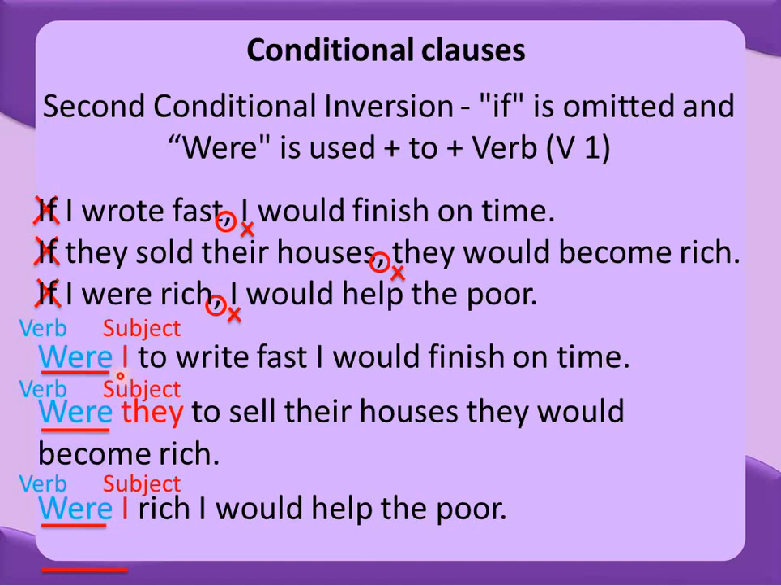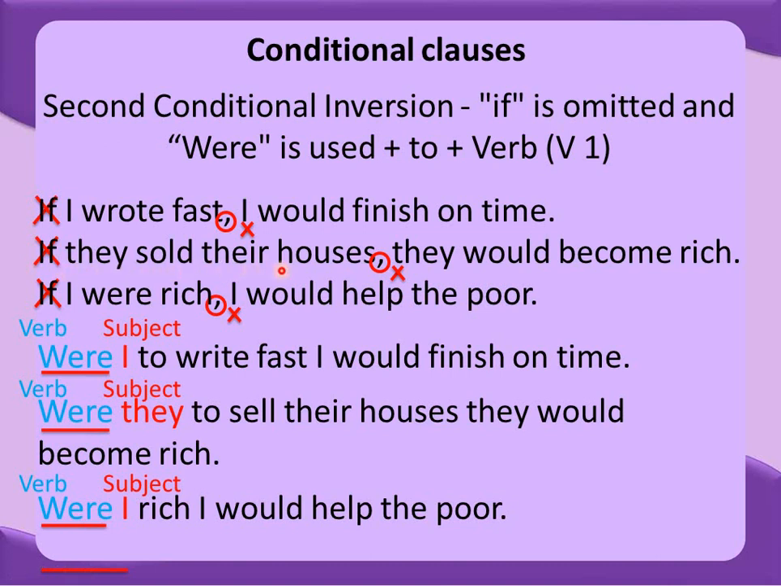Were I, and you have to make the verb an infinitive. So the verb in the first example is wrote. That has to be changed to infinitive. In infinitive form, we write to plus V1 form of that verb. So V1 form of wrote is write. So it is, were I to write fast, I would finish on time. The remaining sentence follows as it is in the conditional clause. So you have to remove the comma in between. Now let us see the next example.